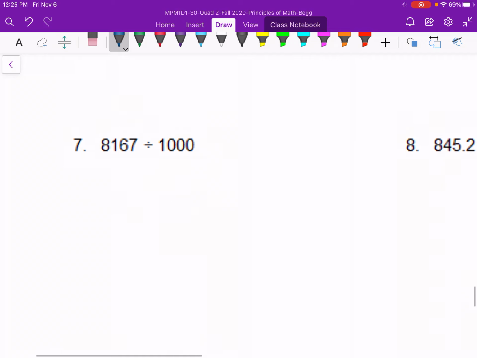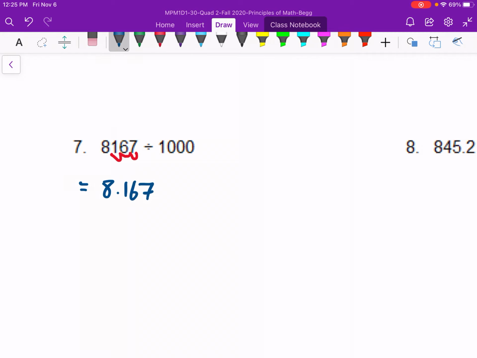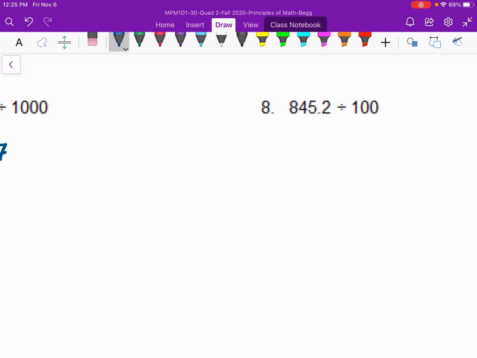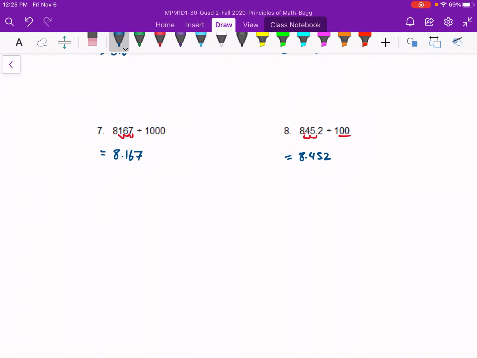Now I'm going to move this one over 3 places. From there, 1, 2, 3, and so I've got 8.167. And this one that's already got a decimal in it, but I've got to move it 2 places to the left, it becomes there at the 8, so it becomes 8.452. So multiplying by multiples of 10, we move it to the right. Dividing by multiples of 10, we move to the left.